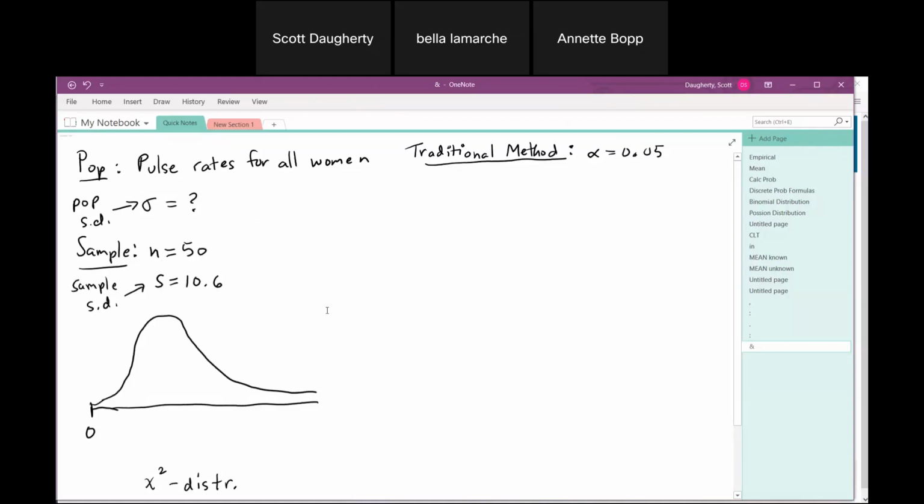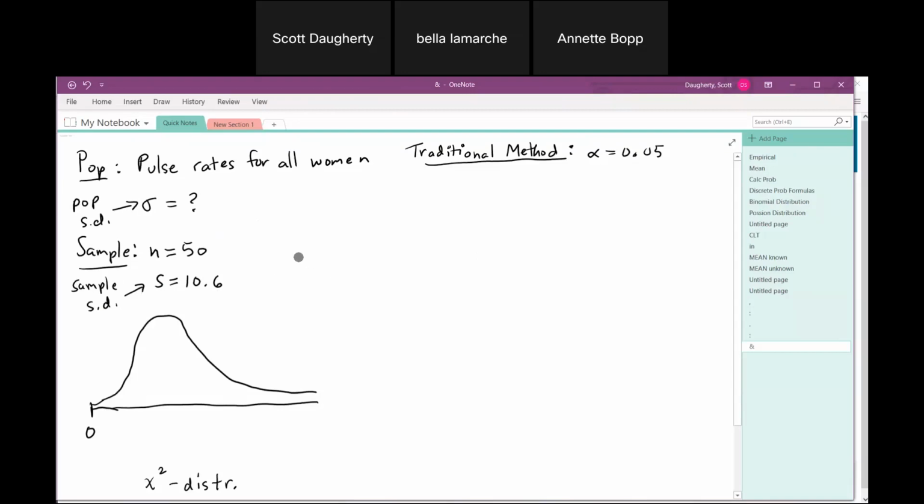Okay, so anyway, let's work through this. We're going to test this claim. I'm going to go through the traditional method first, and then we'll do the p-value method. Remember, there's two ways of doing this. You can do the traditional method for hypothesis testing, or you could do the p-value method. I'm going to do the traditional one first, and then we'll do the p-value one.